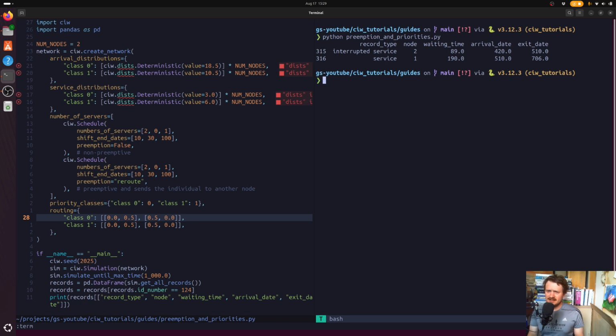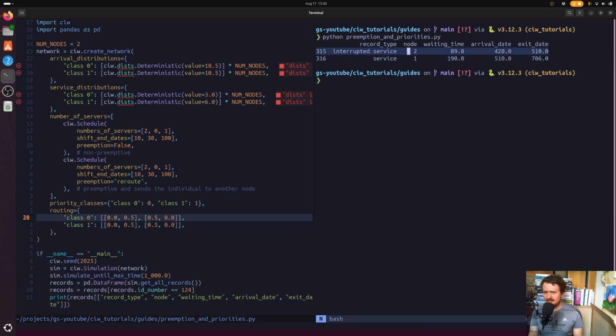So I've selected out some things like the record type. What's going on here is this individual first had their service interrupted at node 2, where they arrived into the system in the first place, and they were waiting for 89 units of time after they arrived at the arrival date of 420 units of time, and then they left at 510. And this 510 is actually when their service was interrupted and they left the node. It's not when they actually received service, because this is an interrupted service record.